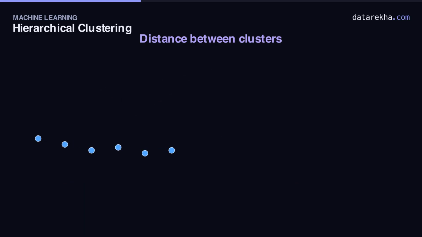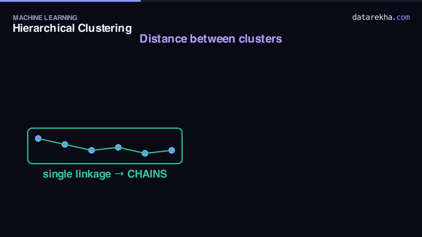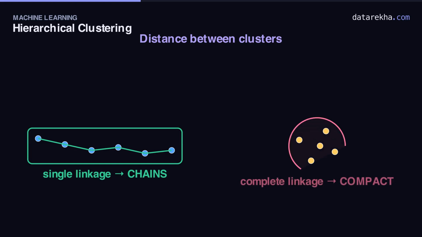Why does the choice matter so much? Single linkage only needs one close pair to merge. So a trail of stepping stone points gets strung together into one long, straggly chain, even when the ends are miles apart. Complete linkage insists the farthest pair stay close, so it refuses to merge anything that would stretch a cluster out. The result is tight, round, compact clusters. Same points, same data, but the linkage alone can hand you completely different groups.